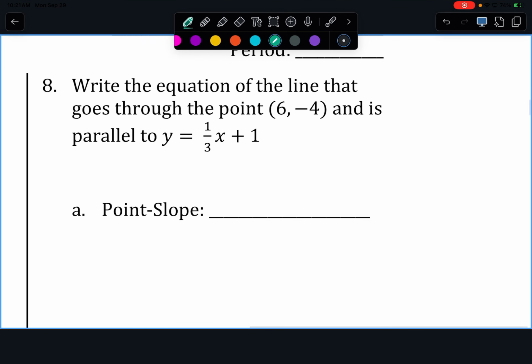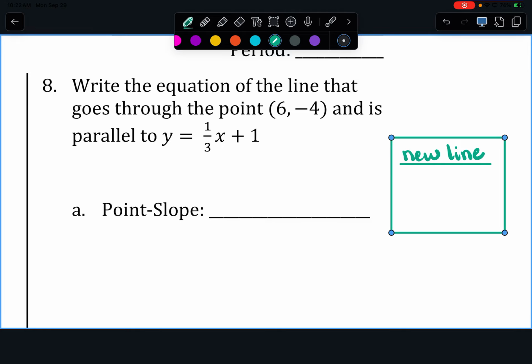All right, so remember what I did in class, and you don't have to do this, but I would suggest it. Remember, we're writing an equation of an entirely new line. It has nothing to do with that line, it's not that line, but we're just using that for information. So we want to be parallel to this line.